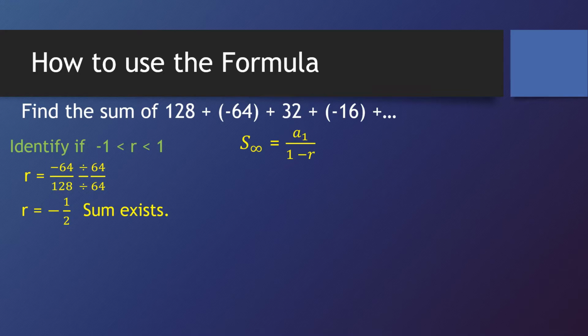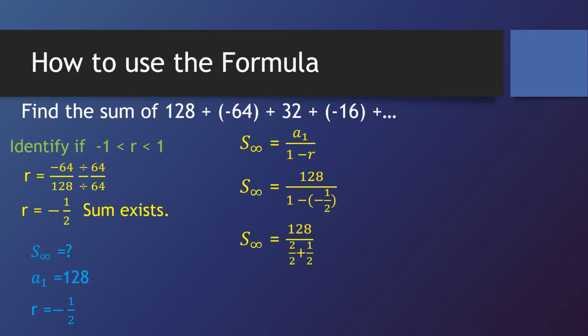over 1 minus r. But before that, we have to identify first the variables in our formula. We have the s sub infinity is unknown since we are looking for the infinite geometric series. The a sub 1 is 128, which is the first term, and the r is -1/2, which is the common ratio. After this, we replace the variables in our formula with the values that we obtained. So therefore, we will have s sub infinity is equal to 128 all over 1 minus -1/2.